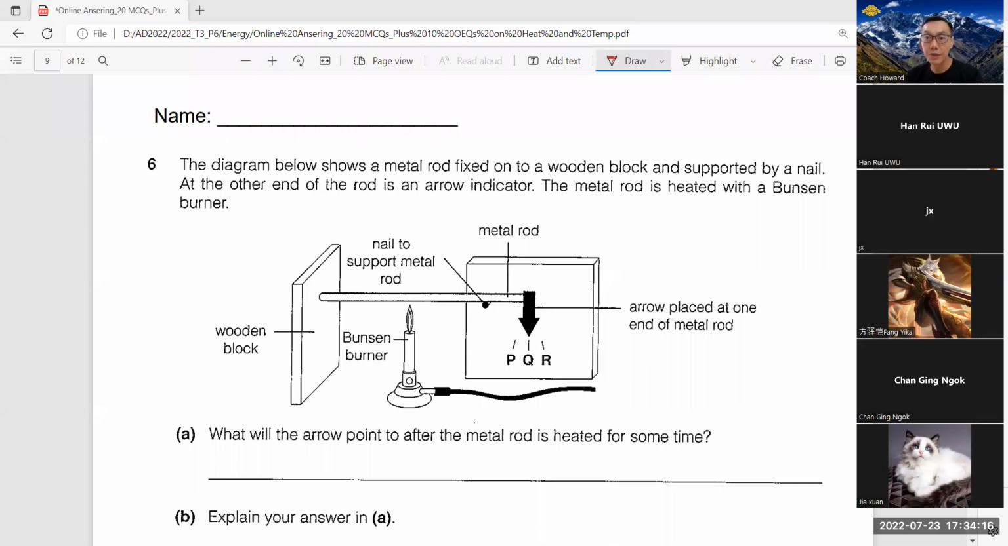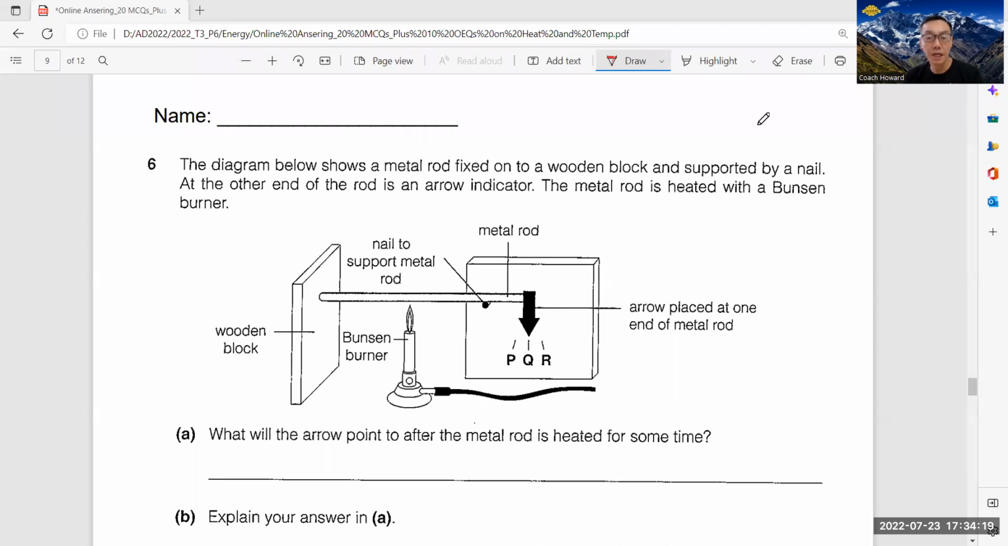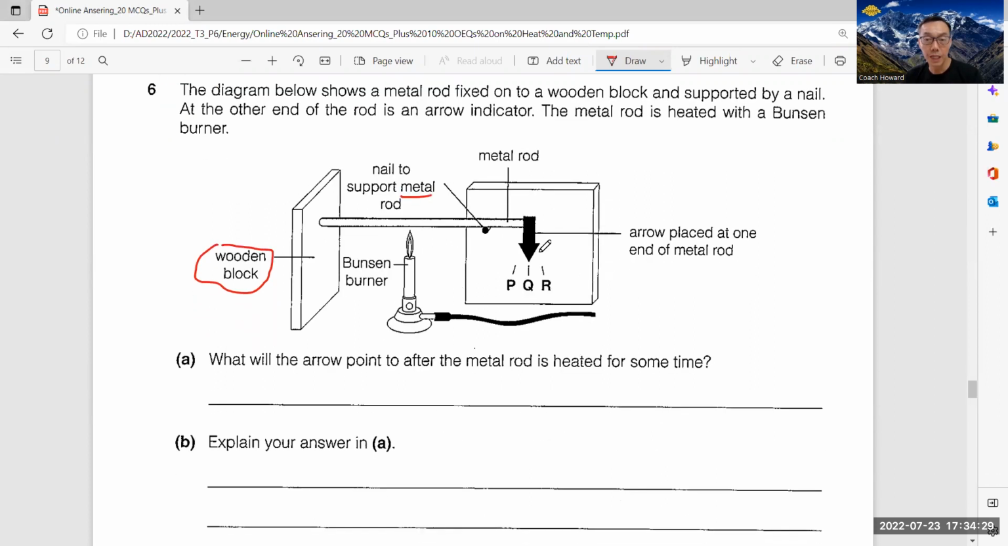Okay, let's continue with this question. As you can see, the wooden block is here, and there's a Bunsen flame heating the metal rod. So the metal rod will gain heat and expand, right? Do take note, the arrow is actually stuck onto the metal rod. There's no pivoting. So when it expands, the whole arrow will move vertically this way.